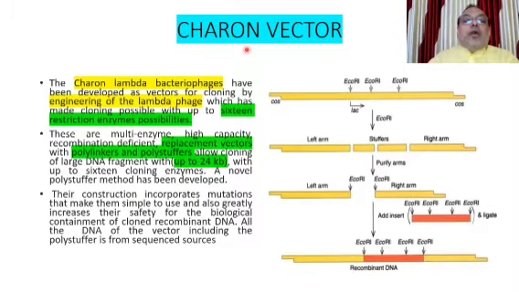Now, Charon vector. This Charon vector is also a lambda bacteriophage, developed as a vector for cloning by engineering lambda bacteriophage. In this Charon vector, the common example is Charon 40, with 16 restriction enzyme possibilities. There are possibilities of creating sites for 16 restriction enzymes. And so we can integrate different fragments cut by different restriction enzymes, and that's how it imparts plasticity to carry different types of DNA fragments.